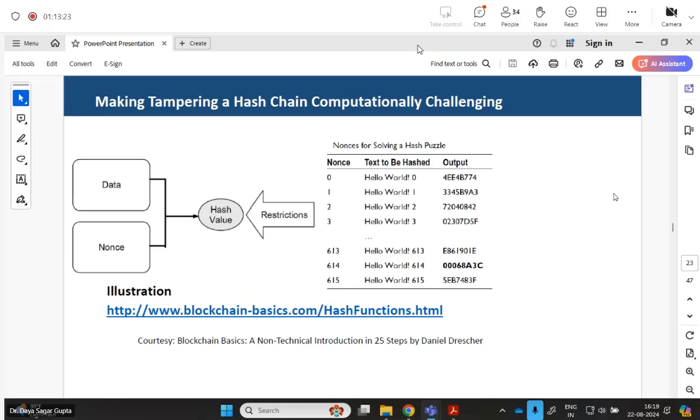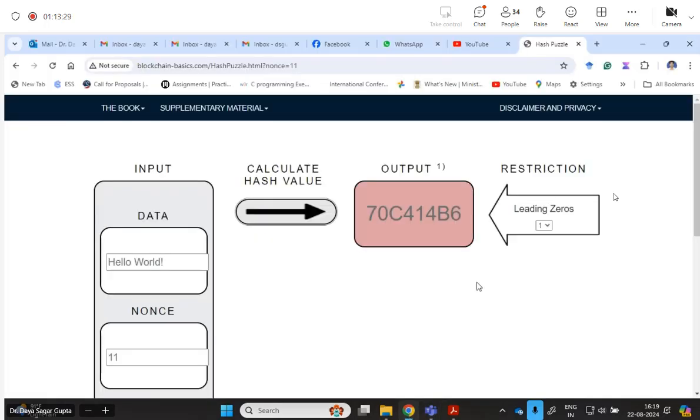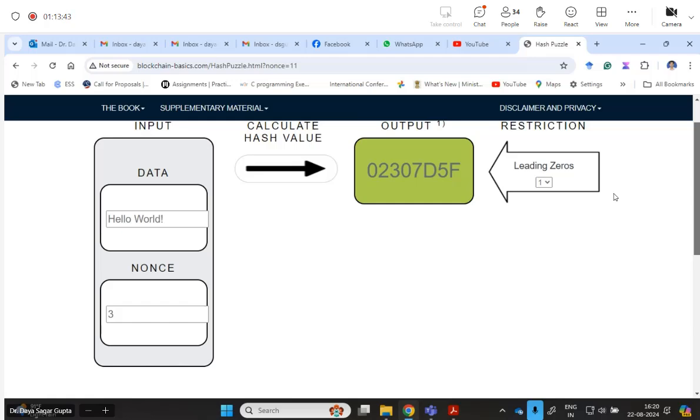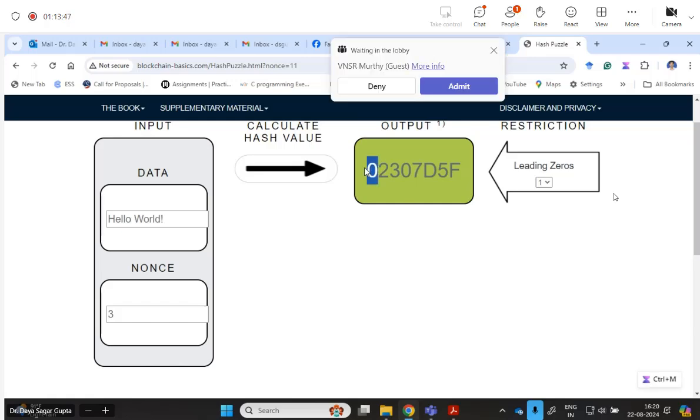So if you try to find this on this website, and I say you found a leading zero solution, a leading one solution, what does that mean? It means you solved this puzzle. I just want to try to solve this puzzle. The puzzle is solved and we get one zero here. And what is the nonce value?